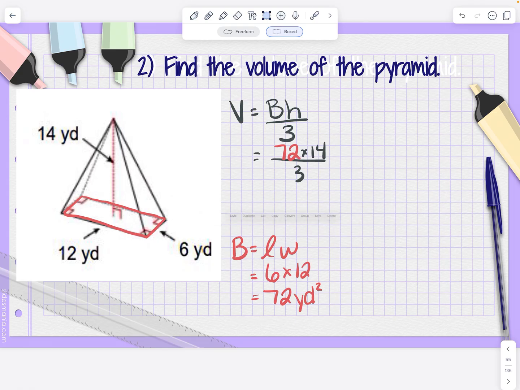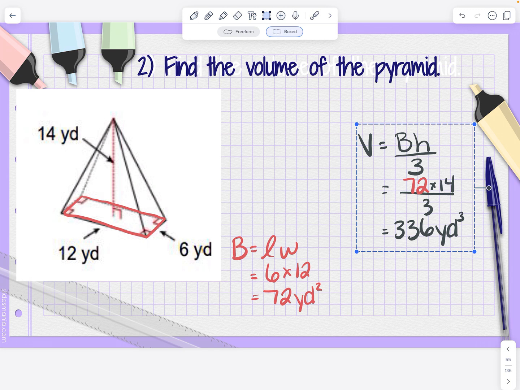Just going to move this over a bit. Okay, now you just go to your calculator. 72 times 14. Divide by 3. A lot of students forget to divide by 3. You get 336 cubic yards because that's the volume of it. There you go.